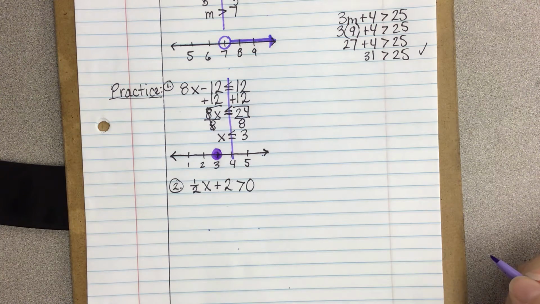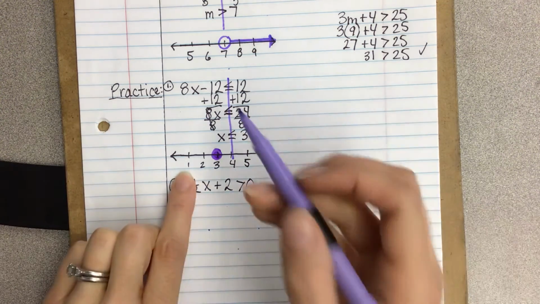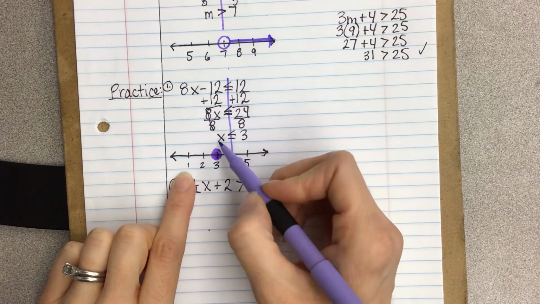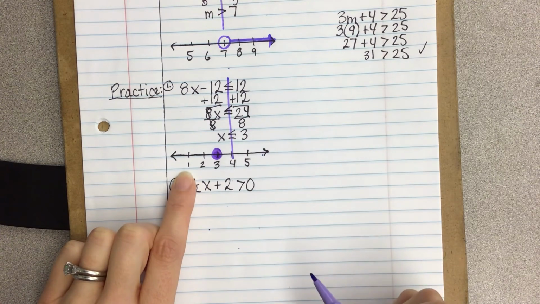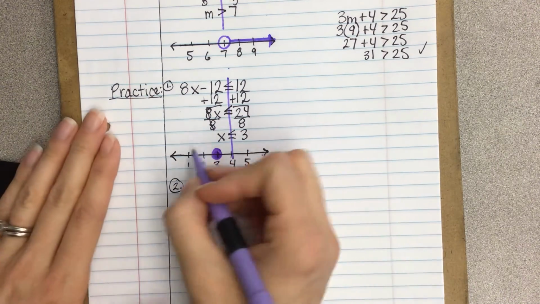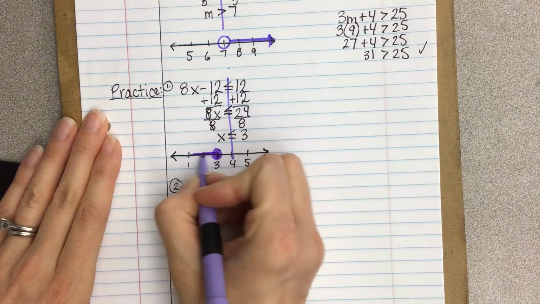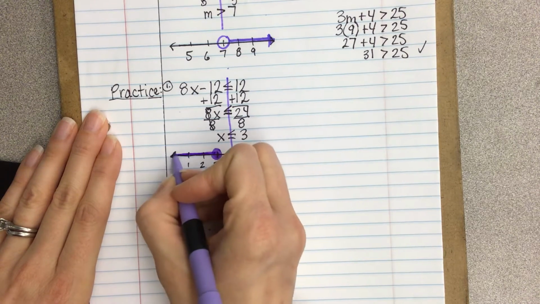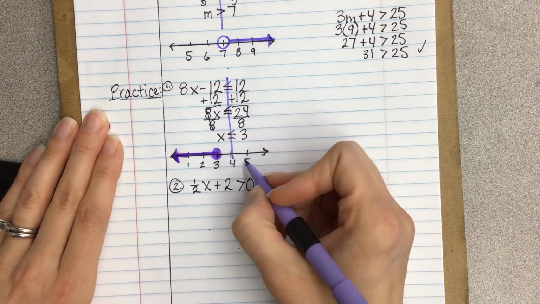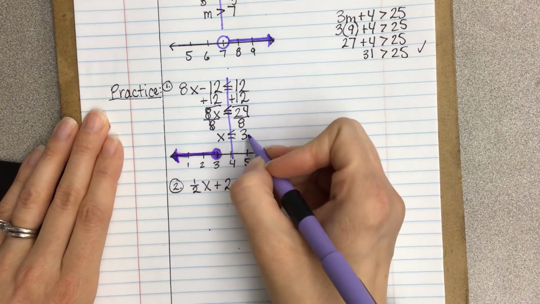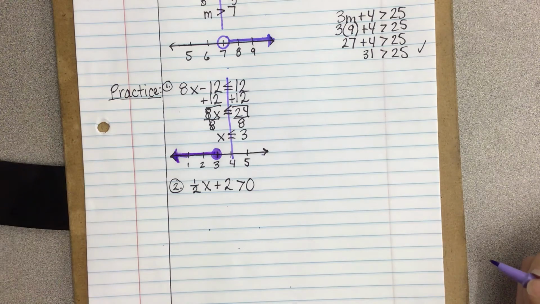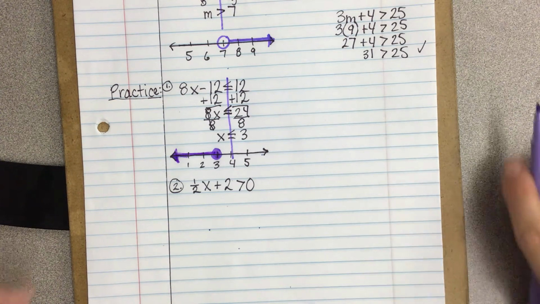If you're not sure, just plug in some numbers. So I'm going to plug in 1 here. Is 1 less than or equal to 3? Yes, it is. So I'm going to shade this side. If you want to double check and make sure, you can always plug something in from the other side. Is 5 less than or equal to 3? It is not. So 5 is not a part of that solution set.